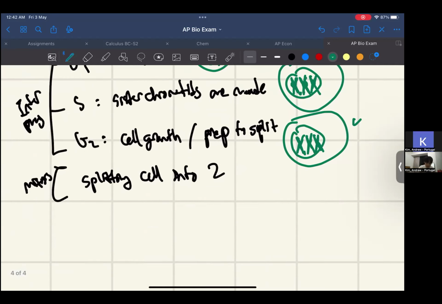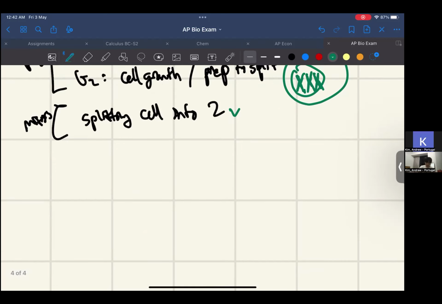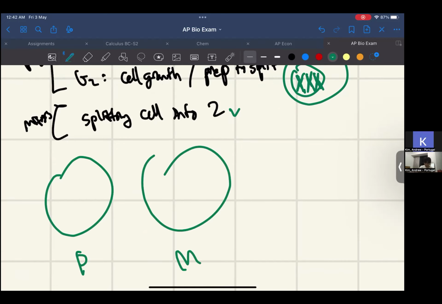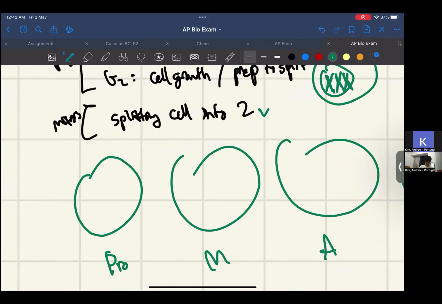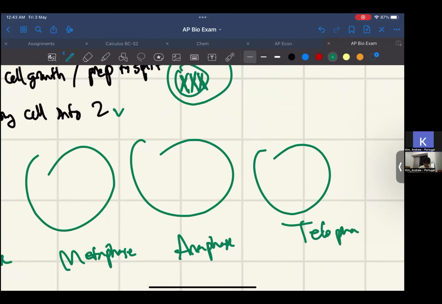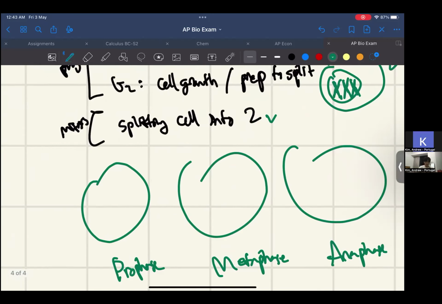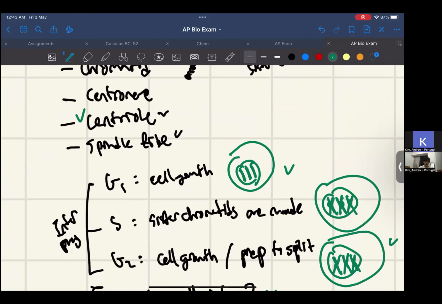Okay. Now, mitosis is where the actual splitting happens, and mitosis includes 4 smaller steps, and those are PMAT: prophase, metaphase, anaphase, and telophase. Now what happens in prophase is where our 4th term, centriole, appears.